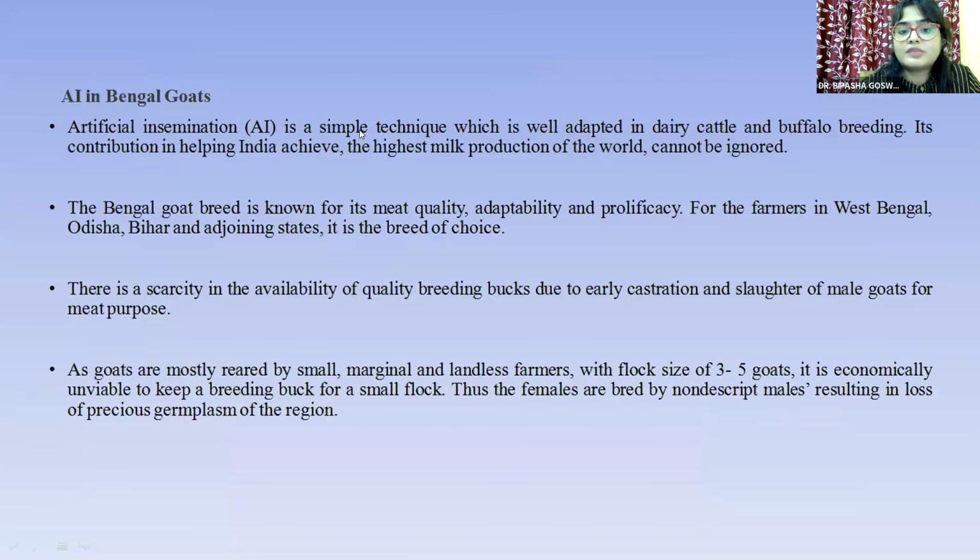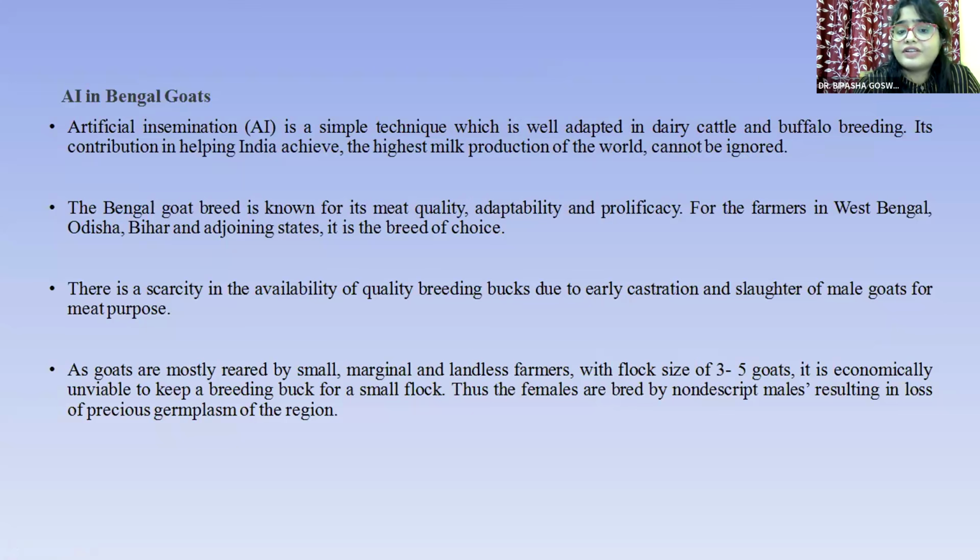Artificial insemination is a simple technique which is well adapted in dairy cattle and buffalo breeding. Its contribution in helping India achieve the highest milk production in the world cannot be ignored. The Black Bengal goat breed is also known for meat quality, adaptability, and prolificacy. For the farmers of West Bengal, Odisha, Bihar, and adjoining states, it is the breed of choice.